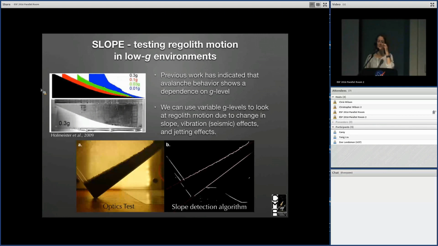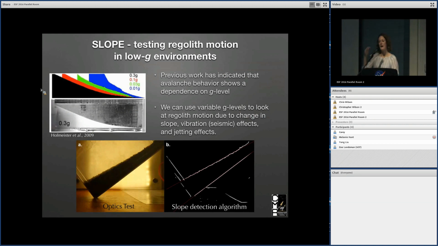So I'm going to talk about two experiments today that are new experiments that we're working on. SLOPE is the first one I'm going to talk about. SLOPE is an experiment that's looking at understanding avalanching and regolith movement in low gravity environments. So currently we are prototyping this experiment, and previous work has shown that avalanche behavior actually shows a dependence on the gravity level of the body that it's on.